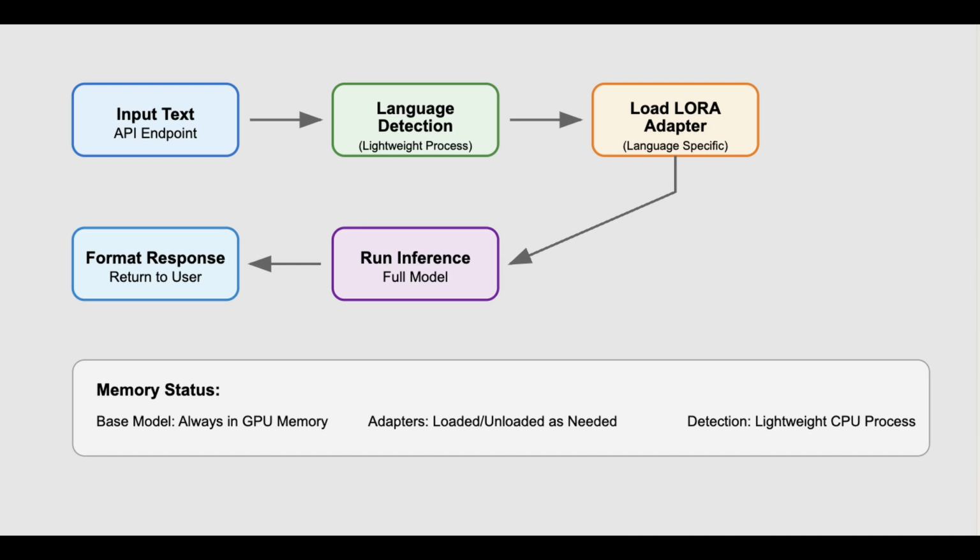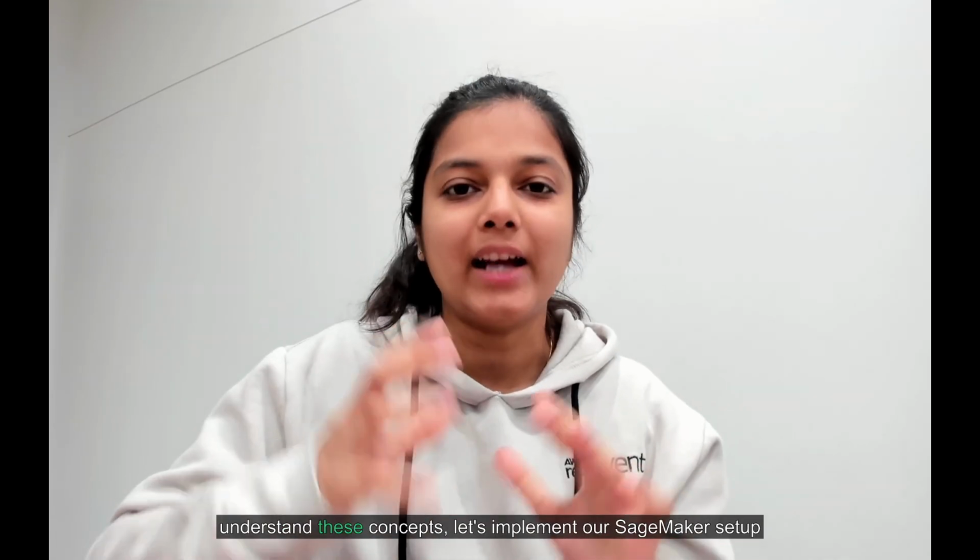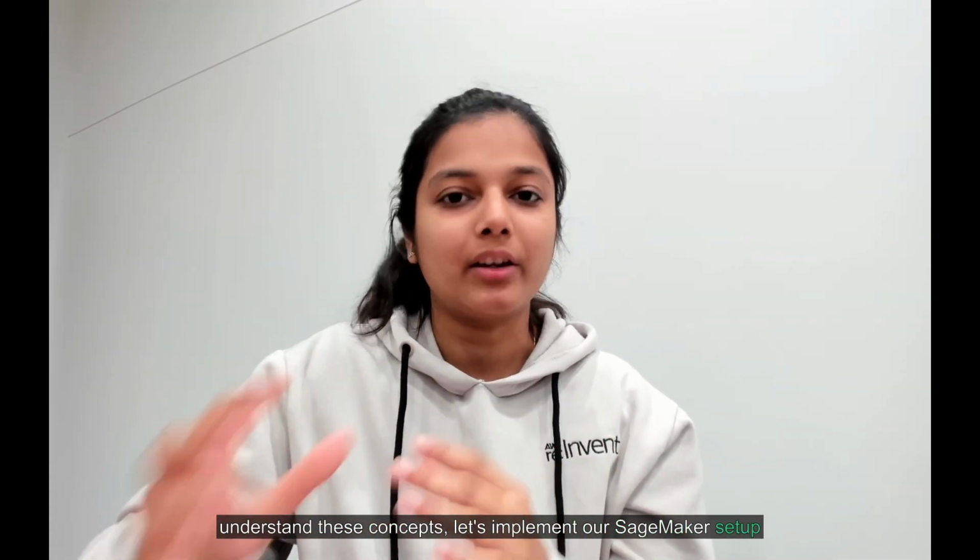Now let's understand how data flows through our system. The input text that is sent by the customer enters through our API, and the language detection runs first, which is very lightweight. Now the appropriate adapter gets loaded and the full inference runs with the loaded adapter. Finally, the response gets formatted and returned back. Now that we understand these concepts, let's implement our Sagemaker setup configuration.